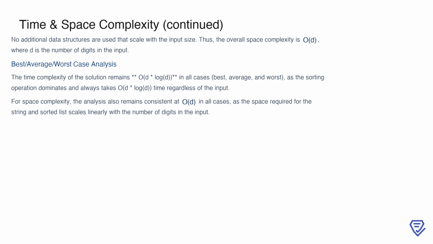When we analyze the time complexity further, we notice that the sorting operation dominates regardless of the input. This means that the time complexity stays O(d log d) in the best, average, and worst case scenarios. The space complexity remains consistently O(d) in all cases, as the memory requirements do not fluctuate based on the input. This consistency in both time and space efficiency demonstrates the robustness of the solution across different types of inputs.